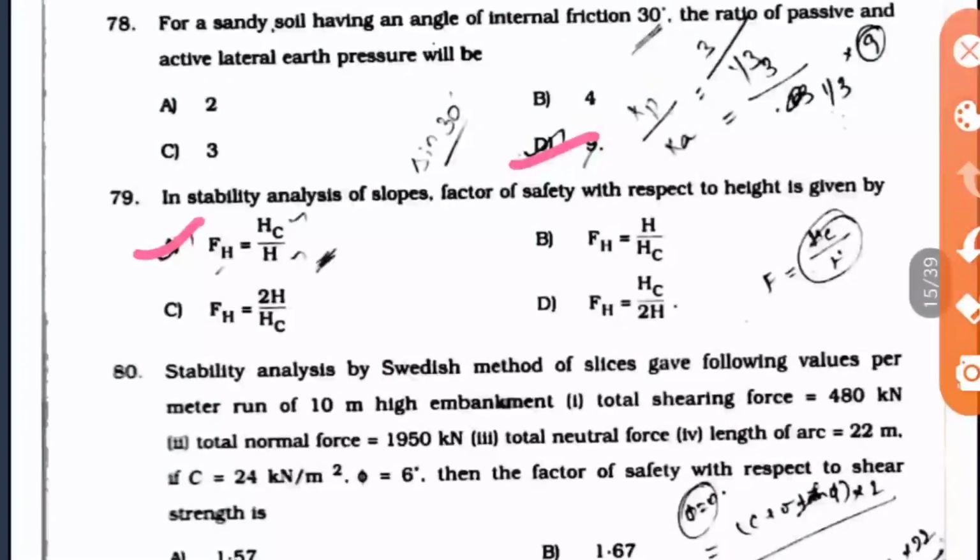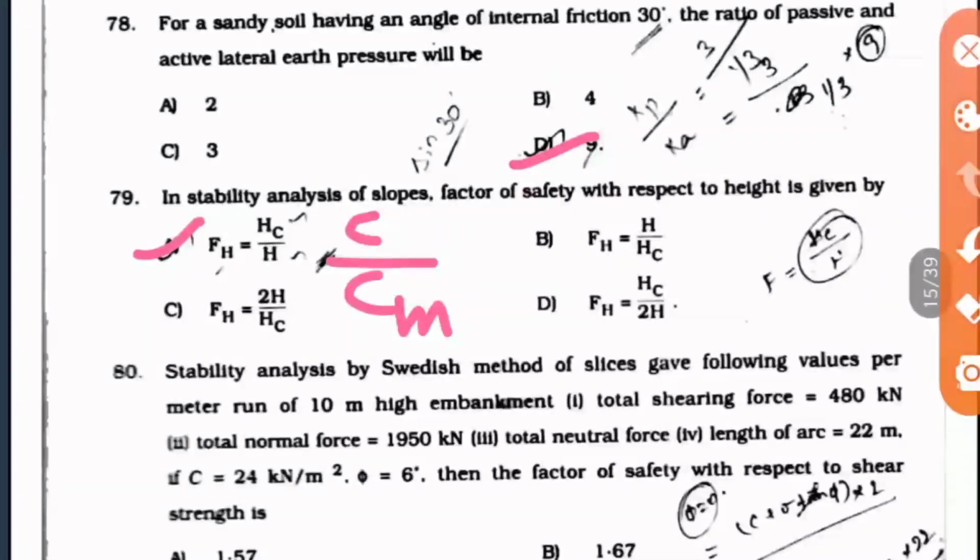It is hc by h. If it is asked with respect to cohesion, it is c by cm, that is cohesion by mobilized cohesion. This we have also studied in the stability of slopes. And question number 80, stability analysis by Swedish method of slices gave the following values per meter run of 10 meter high embankment. Total shearing force is equal to 480 kilonewton.